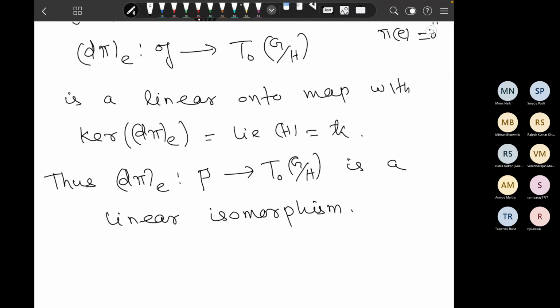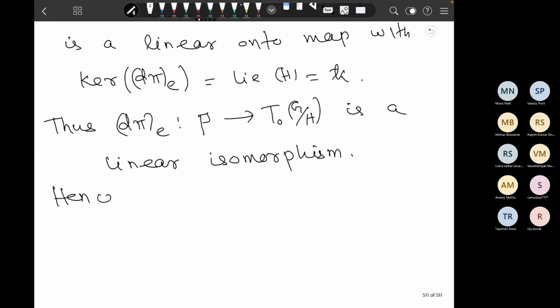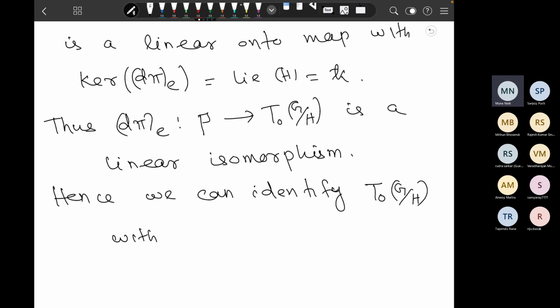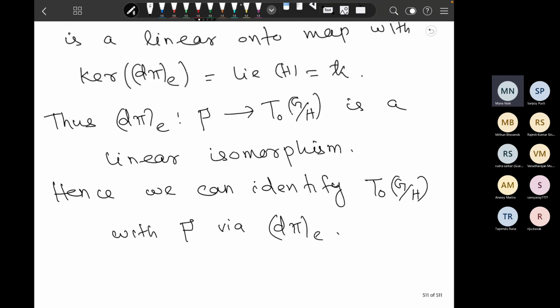Hence, we can identify p naught g mod h with p via the isomorphism d pi e. So you can identify p with d pi e.